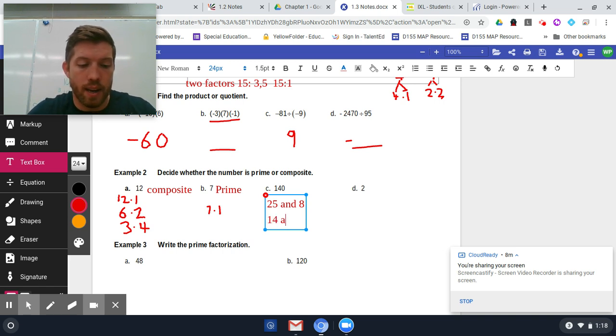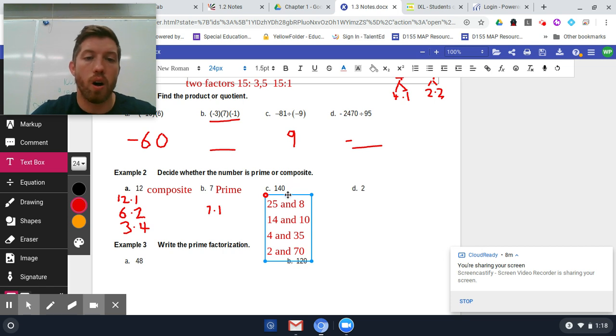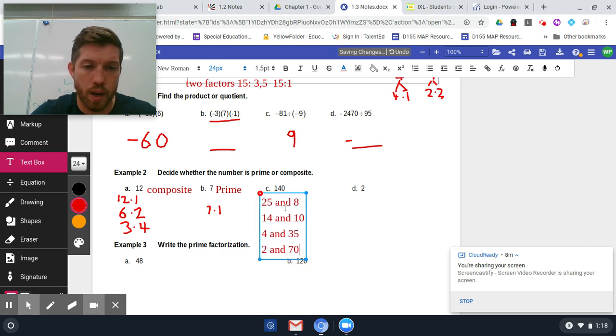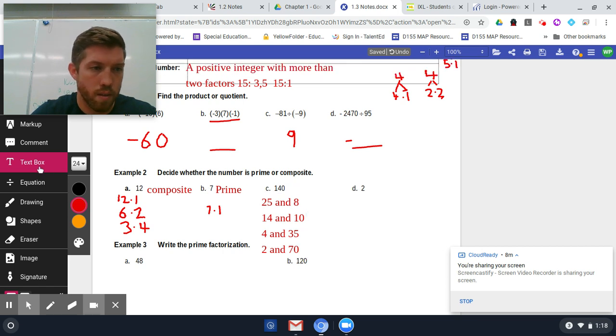14 and 10 equals 140. 4 and 35. And then 2 and 70. So those are all numbers that if you multiply those two together would get you 140. So it's for sure composite.